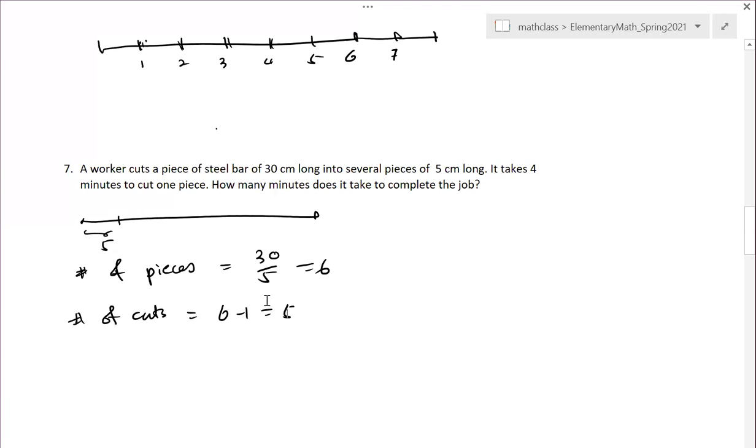Okay, and it takes 4 minutes to cut one piece. Right, use a saw, right? So then the total number of minutes is going to be 5 times 4, because of 5 cuts there. So it's 20. Okay. So, well, I think this problem is much better now. Everybody got the answers. Great.